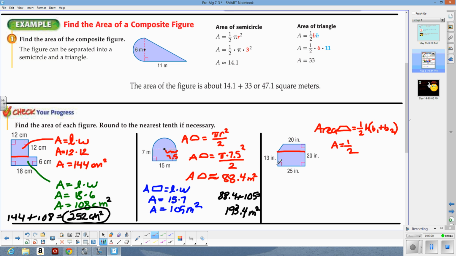If from here to here is 13, that means from here to here is going to have to be 7, because 13 plus 7 is 20, since they had this side as being 20. So 1/2 times 7 times B1 plus B2. Well, that's the pair of parallel sides. So 20 is base 1, and base 2 is going to be 25, because this length right here is the same as this one.